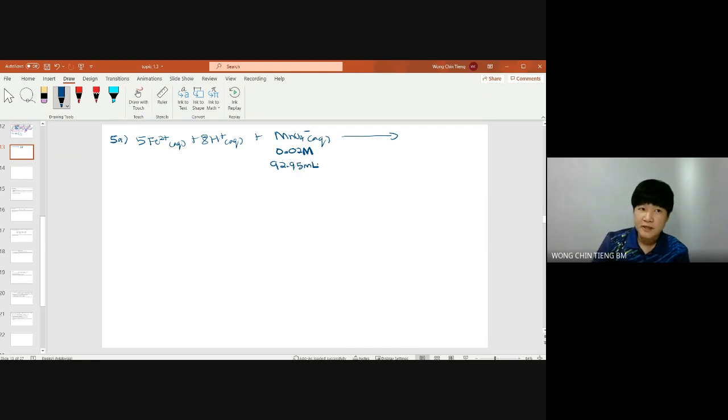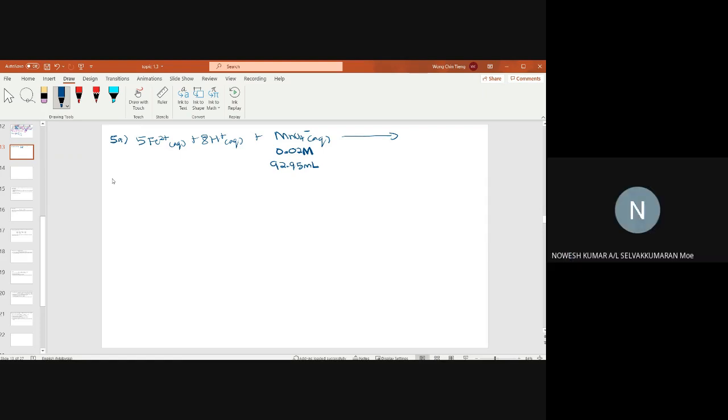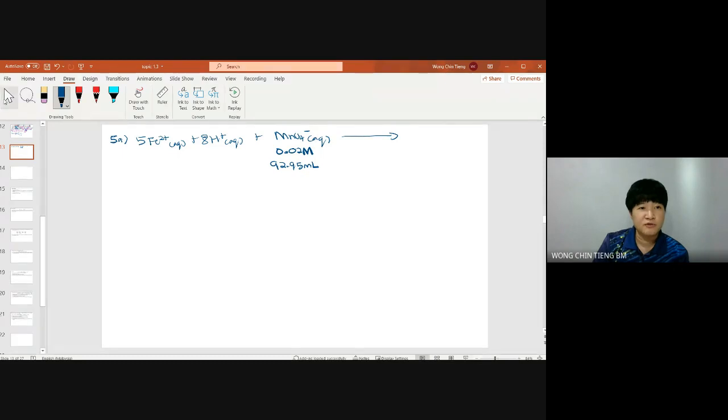So, the first thing that you do is definitely to find the number of mole of your MnO4 minus. Therefore, cara yang paling senang, MV over 1000. Siapa yang guna formula molarity pun boleh. Kamu guna MV ke guna molarity? Molarity. So kita guna molarity. Siapa yang guna molarity pun saya terima. Siapa yang guna MV 1000 pun saya terima.